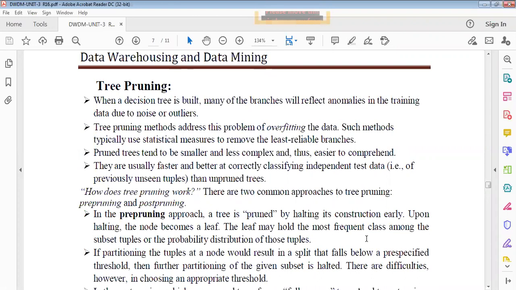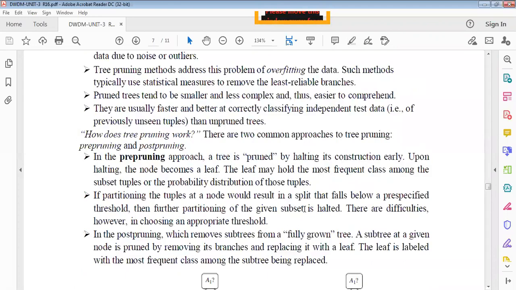In the pre-pruning approach, the tree is pruned by halting its construction early. Upon halting, the node becomes a leaf. The leaf may hold the most frequent class among the subset tuples or the probability distribution of those tuples. If partitioning the tuples at a node would result in a split that falls below a pre-specified threshold, then further partitioning of the given subset is halted. There are difficulties, however, in choosing an appropriate threshold.